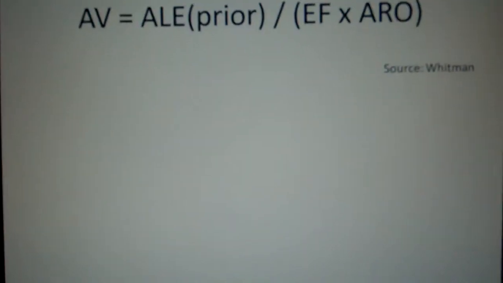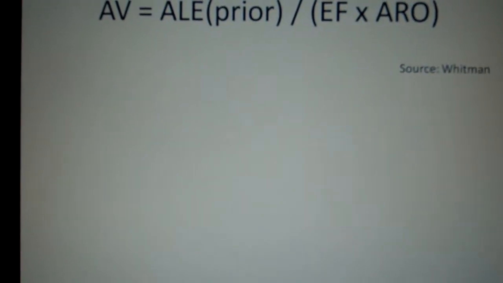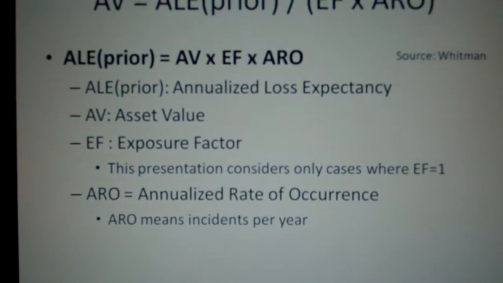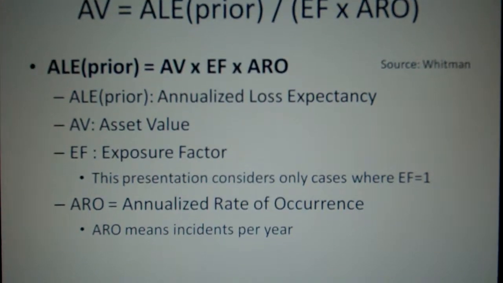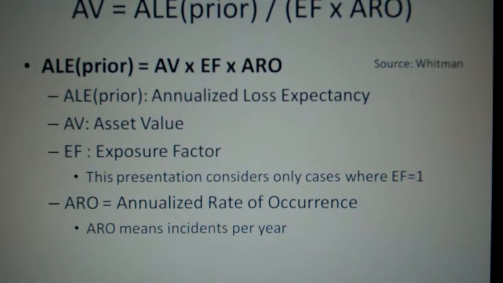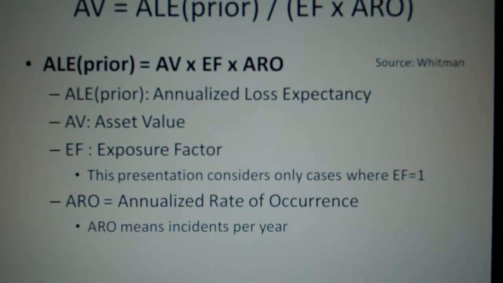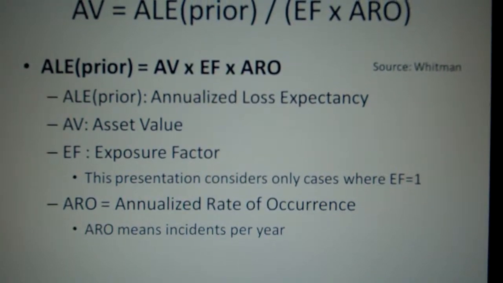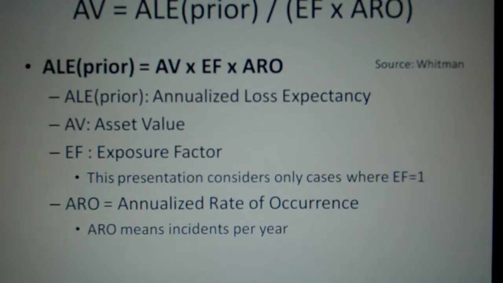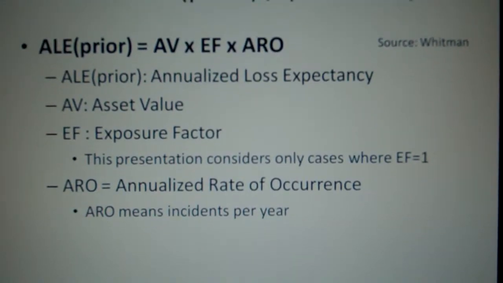Now, if we accept that ALE prior is the maximum possible benefit of any safeguard, then we can compute the asset value based on other parts of Whitman's equation. Whitman's equation also extends to say that the ALE is the asset value times the exposure factor times the annualized rate of occurrence. The exposure factor is just the percentage of the asset that is lost when it's attacked successfully. In our cases, we assume that it's 100% successful attack. So if a bank account is attacked, 100% of the bank account gets stolen. In this case, we only count the amount that was lost in the first place. So EF is always 1 in this entire presentation.